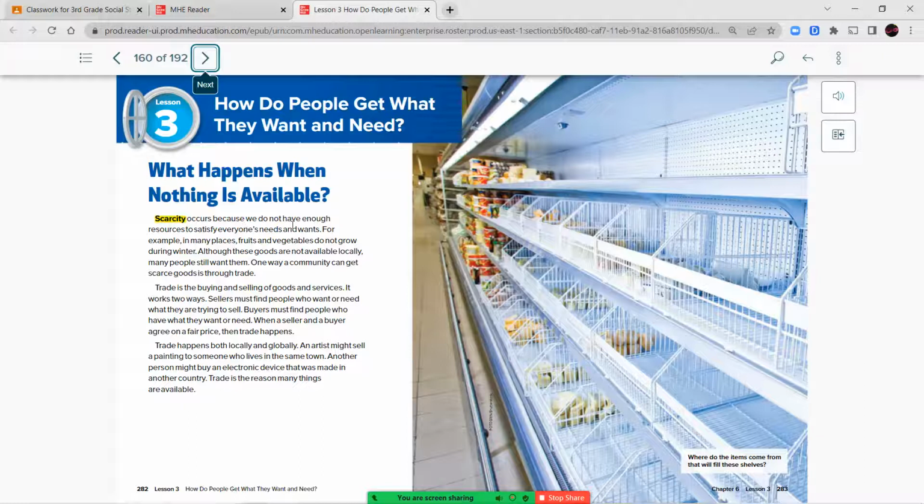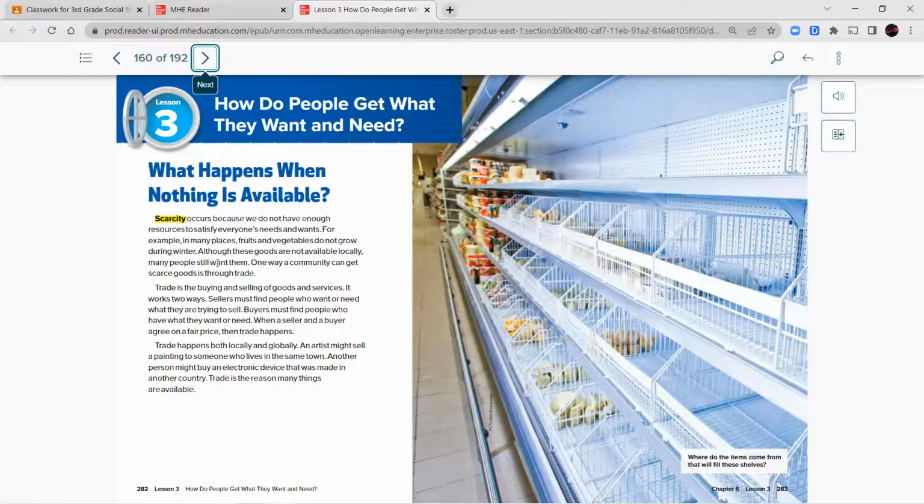Scarcity occurs because we do not have enough resources to satisfy everyone's needs or wants. For example, in many places, fruits and vegetables do not grow during winter. Although these goods are not available locally, many people still want them. One way a community can get scarce goods is through trade. Trade is the buying and selling of goods and services. It works two ways. Sellers must find people who want or need what they are trying to sell. Buyers must find people who have what they want or need.